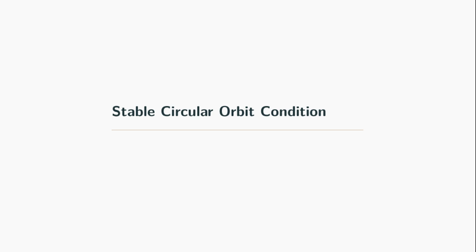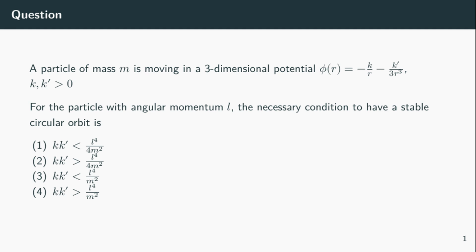Okay, let's walk through the conditions for a stable circular orbit in this potential. So here's the question we are tackling. We have a particle with mass m moving in 3 dimensions under the influence of a potential given by phi of r equals minus k over r minus k prime over 3r cubed. We are told that k and k prime are both positive constants.